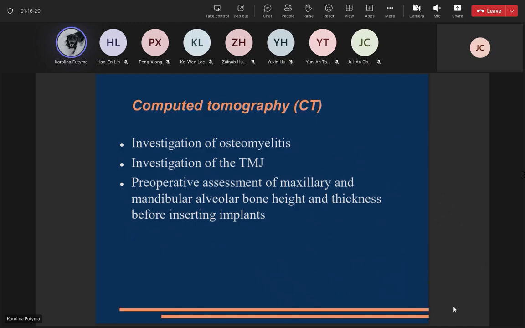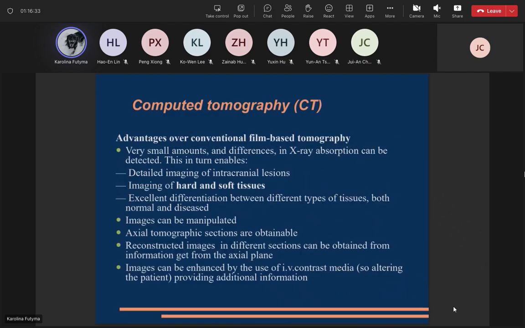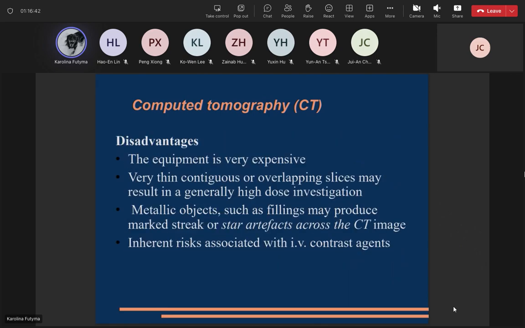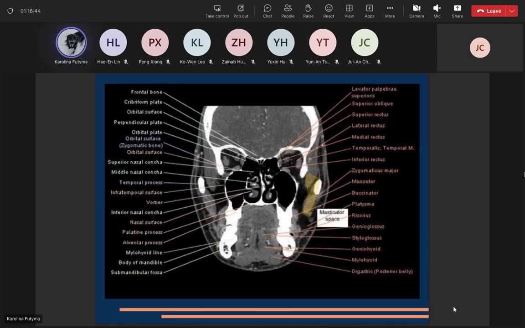Sometimes we can investigate osteomyelitis, investigation of TMJ, preoperative assessment of maxillary and mandibular alveolar bone height and thickness before inserting the implants. Okay, we will skip the advantages because we talked about it on the first lecture, disadvantages as well. Okay, and let's focus on the anatomy. Of course, this is our soft tissue window because the bony structures are too much in contrast, so they are not so clearly visible.